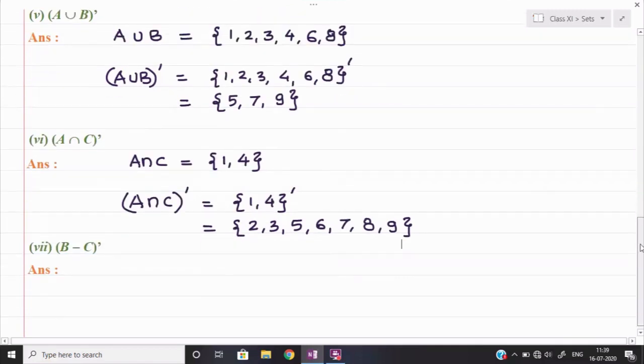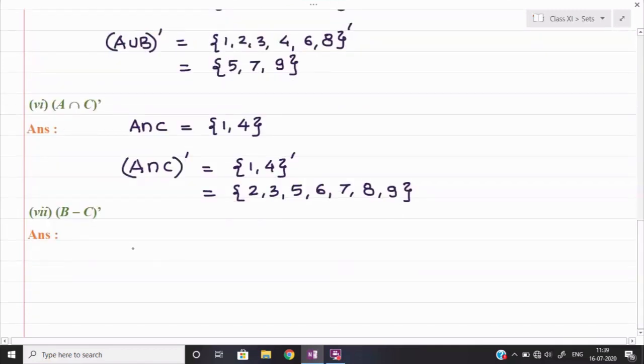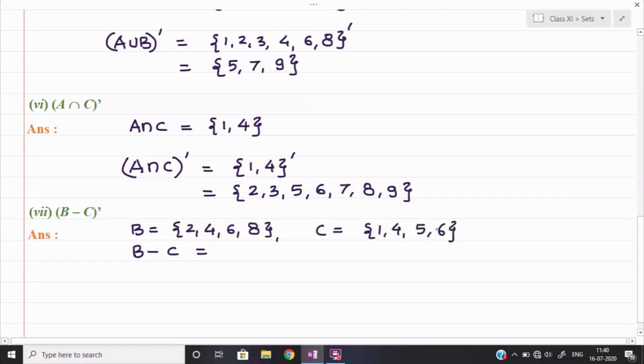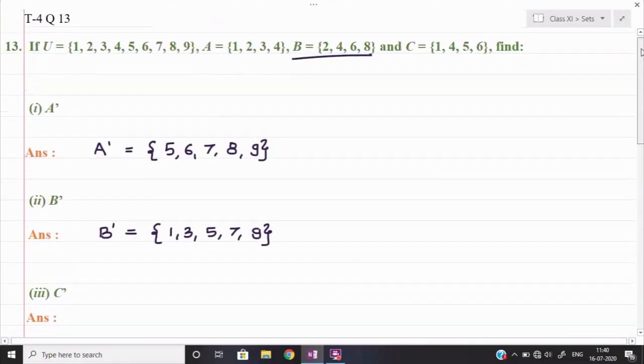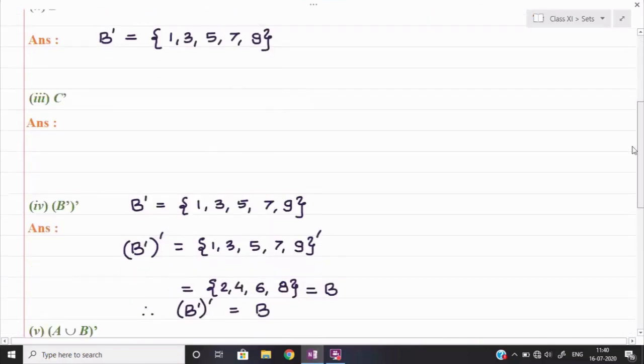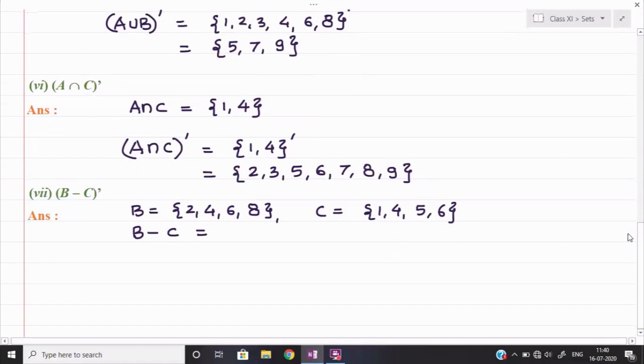The last part is B − C. So let us find out B − C first. So if I want to find out B − C, I think B is given as here. If I write down B is equal to {2, 4, 6, 8}. This is the value of B is given. Okay, and I think C is given here as {1, 4, 5, 6}. Once can we check? So B is equal to {2, 4, 6, 8} and C is equal to {1, 4, 5, 6}. Right. Now we need to find out B − C.